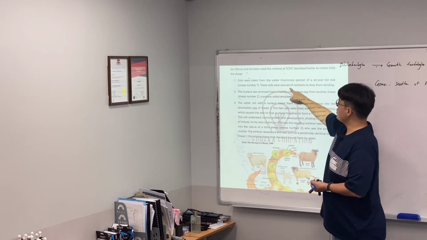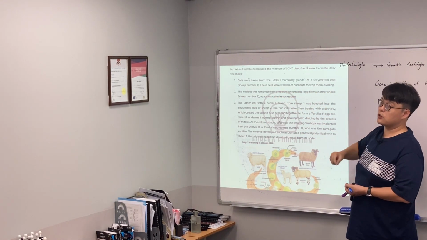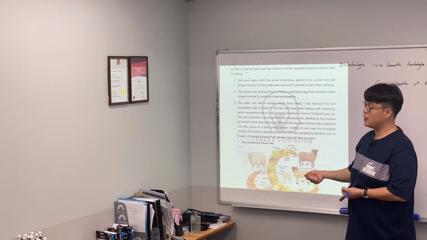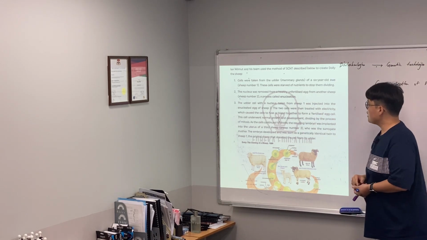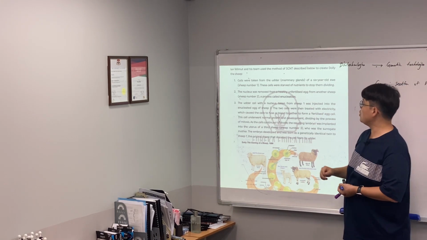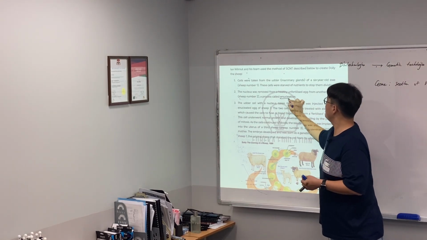And these cells were starved of nutrients to stop them dividing. This is why we put them into a low nutrient environment. Second, the nucleus was removed from a healthy unfertilized egg from another sheep in a process called enucleation. Highlight this one too.